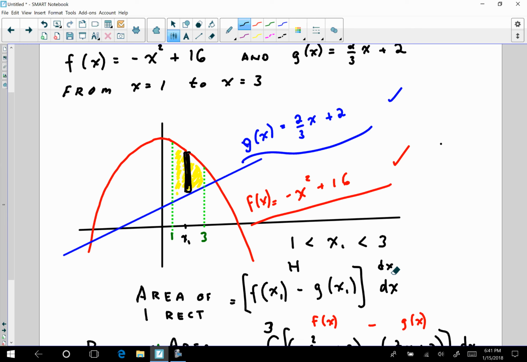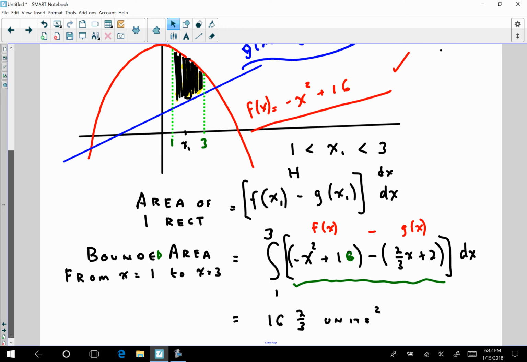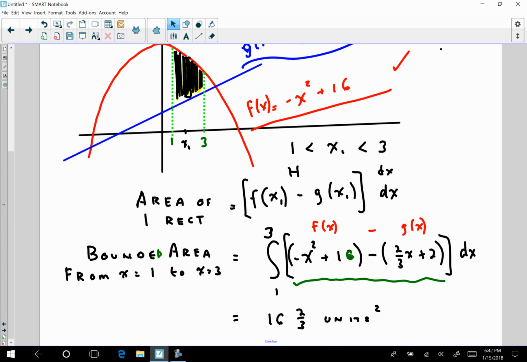So, what do I want to do? If I want to find the entire area bounded by those graphs, what do I want to do? You're darn right. I want to sketch infinitely many rectangles. And what's the height of each rectangle? You guessed it. The height of each rectangle is going to be this f minus g here, times the base, which is dx.